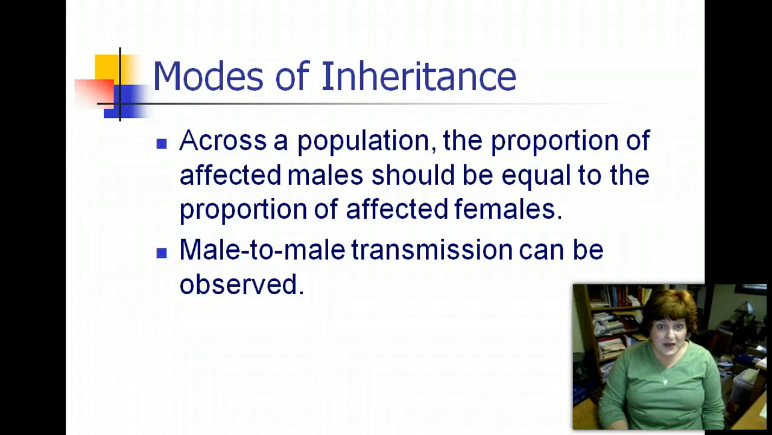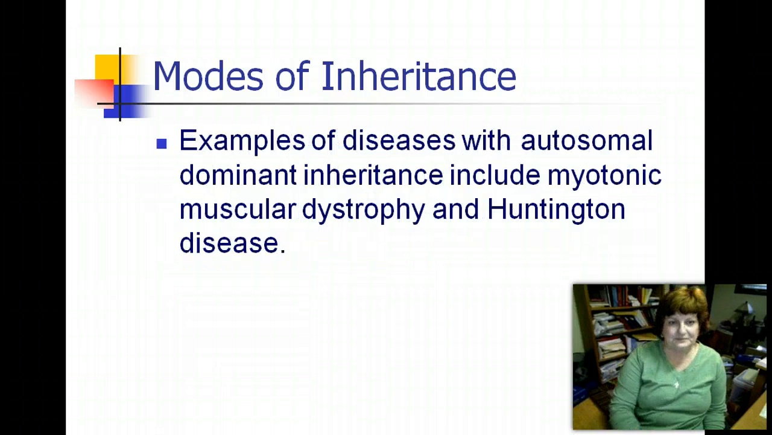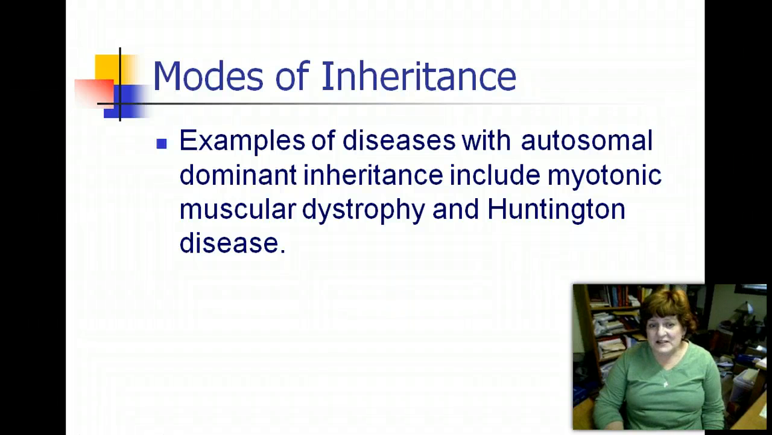With any of the autosomal disorders, the proportion of males affected should be equal to the proportion of affected females, because remember, it's affecting the autosomal chromosomes 1 through 22, not the 23rd chromosome, so there should be no difference in the gender impacting. So male-to-male transmission can be observed in autosomal dominant inheritance. Examples of some diseases with autosomal dominant inheritance include myotonic muscular dystrophy and Huntington's disease.